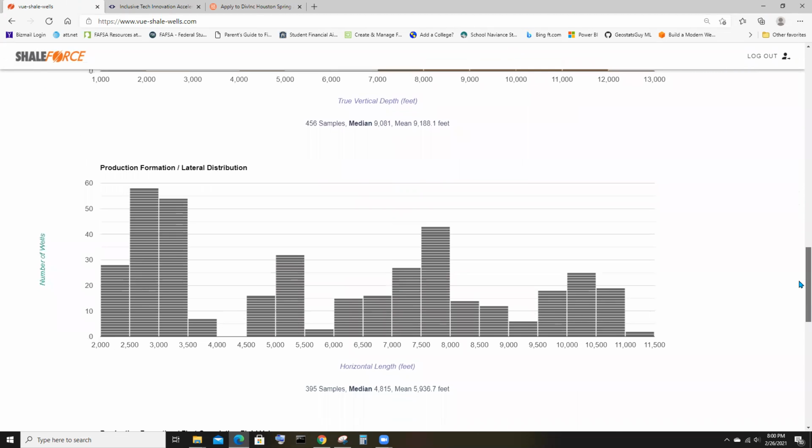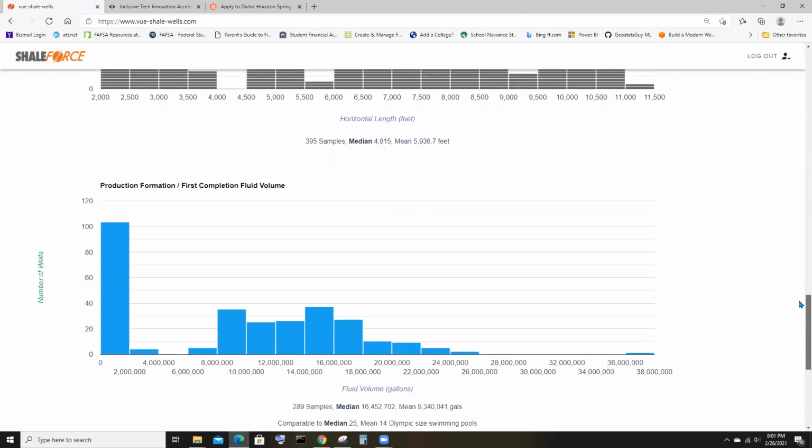Now, you just keep scrolling down, and here's the lateral length of the well, how far these wells stretch out. Some of these might have been drilled earlier, but more recently, the typical lateral length is over 2 miles. Again, it gives you the median and the mean. Certainly, they are not exactly a normal distribution.